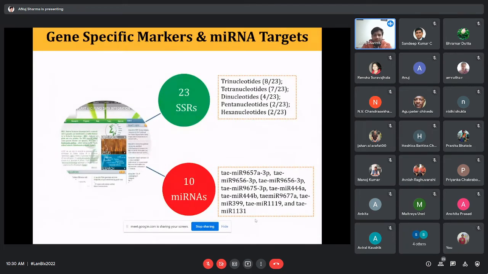We have also predicted some gene-specific markers and microRNA targets for these key identified genes. As many as 23 SSRs were predicted. Some are trinucleotide, tetranucleotide, dinucleotide, pentanucleotide, and hexanucleotide, and we further validated them in the wet lab on different genotypes to screen the diversity in the study. We also identified 10 microRNAs that frequently target these candidate genes, and predicted their interaction network to find out how they interact with each other, basically to study their mechanism.